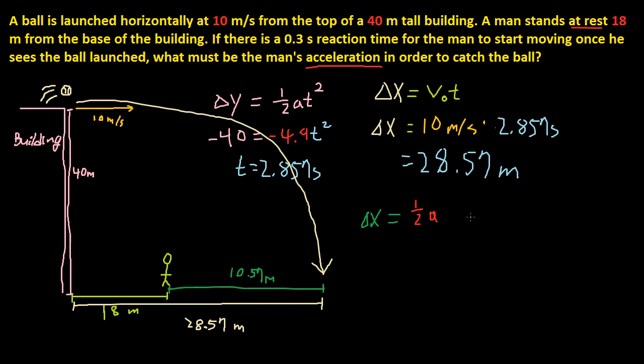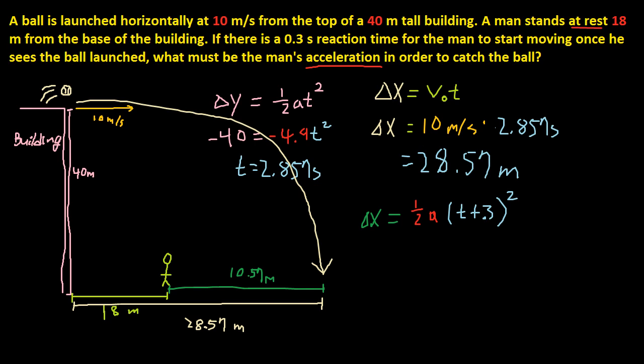Well, t right here has to be... should it be plus or minus? Let's try to figure this out. His reaction time is 0.3 seconds. That means an additional 0.3 seconds has to be added to t. So it's gonna have to be t plus 0.3 seconds, squared.